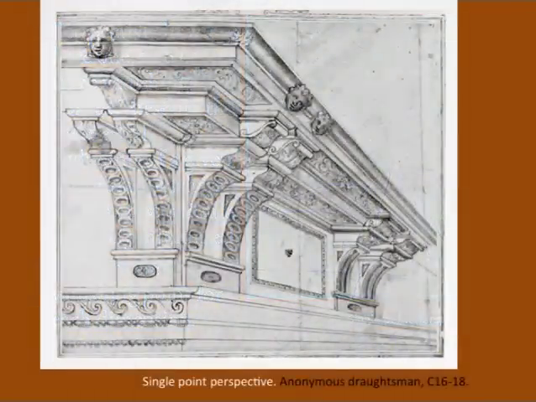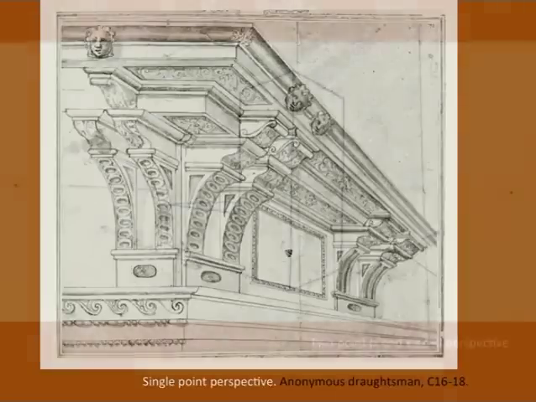Here's an example of single point perspective. See how the foreshortened side recedes to a single point which is off the page. The x-axis is represented here without perspective. The lines that run from left to right are absolutely parallel.